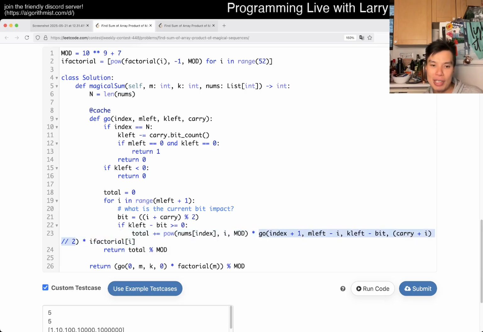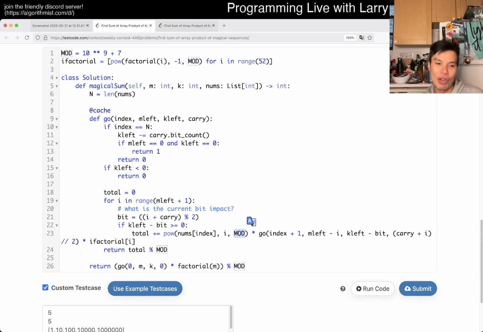And then the other part is, what's the contribution of num sub index, which is what we're modifying. Well, if there are i number of num sub index, that means that we multiply it i times, which means that we want num sub index to the power of i. And of course, we want the mod power so that the numbers don't get too big.